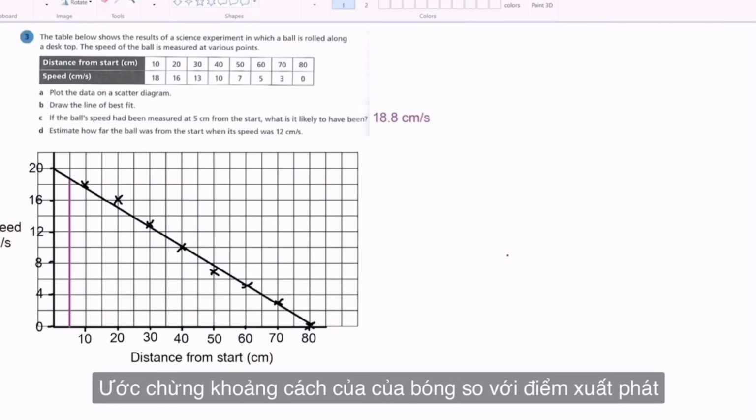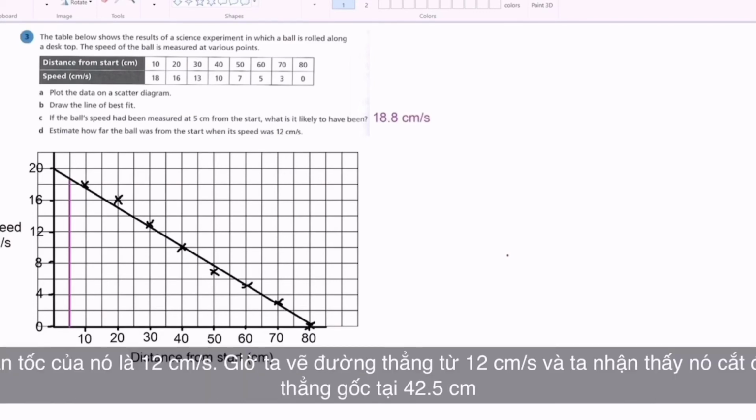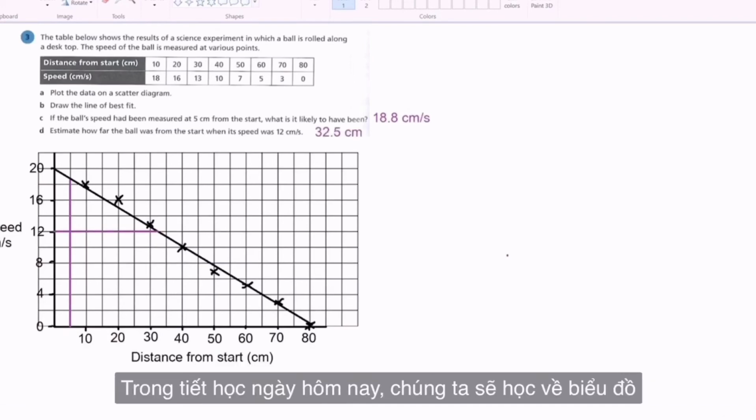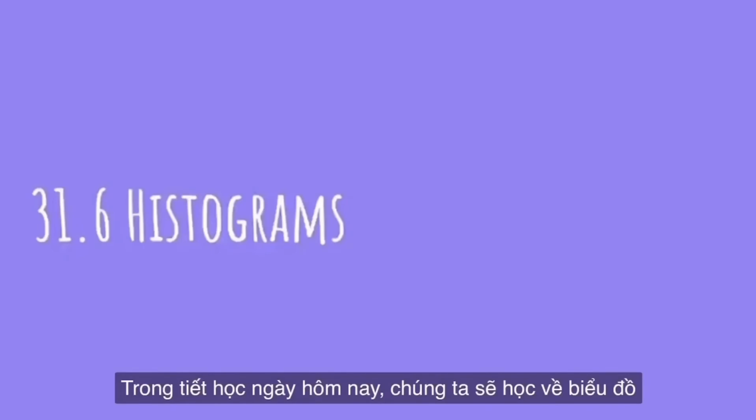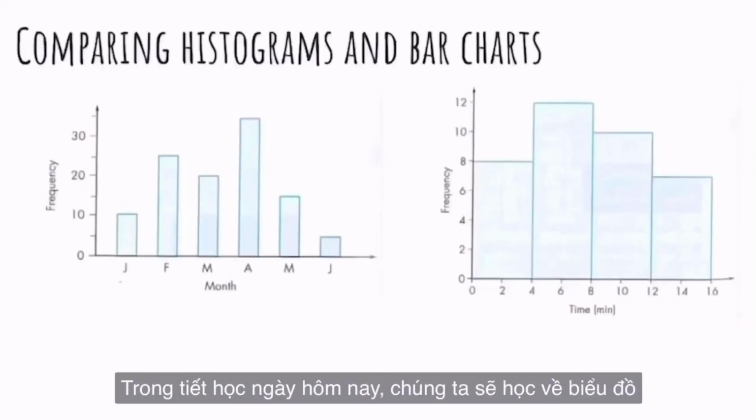Part D, estimate how far the ball was from the start when its speed was 12 cm per second. Now we draw a line from 12 cm per second, and we can see that it crosses our line at about 32.5 cm.